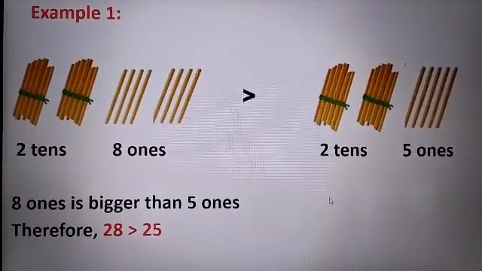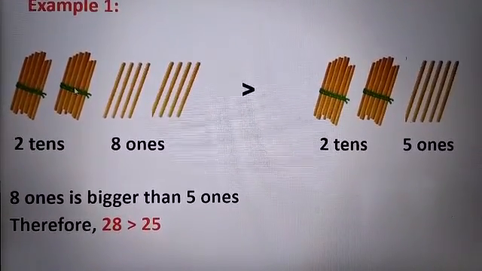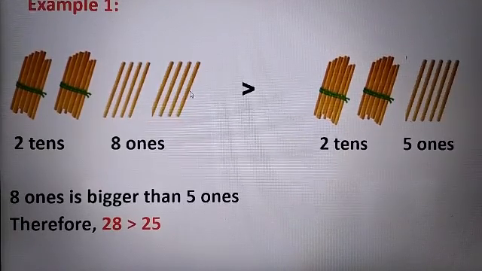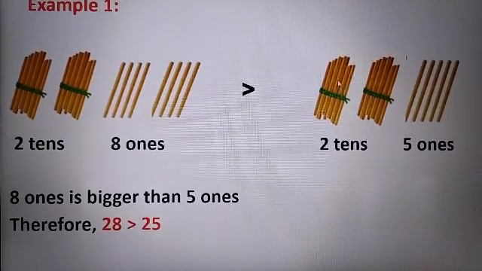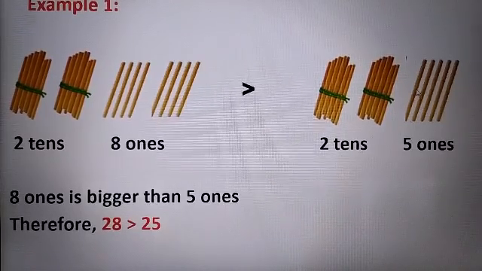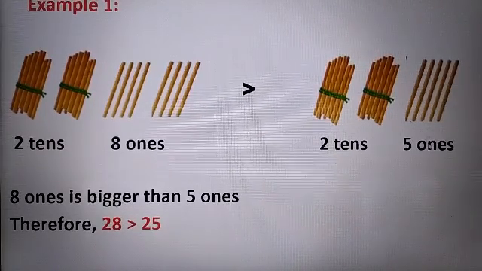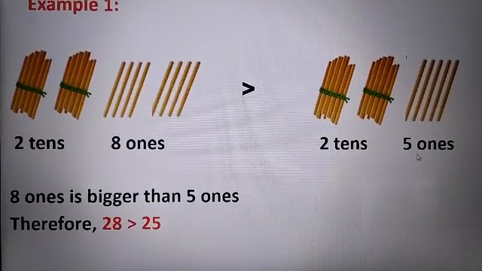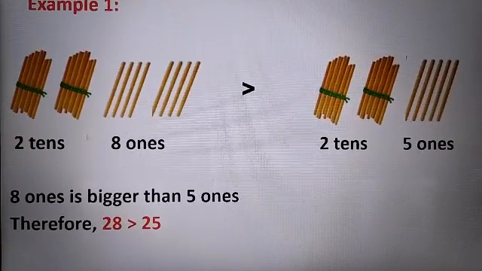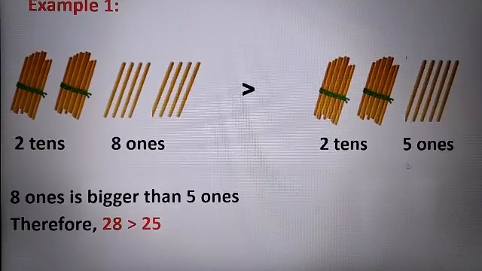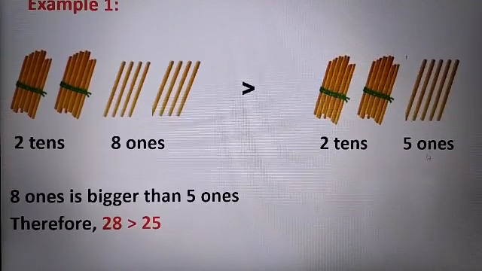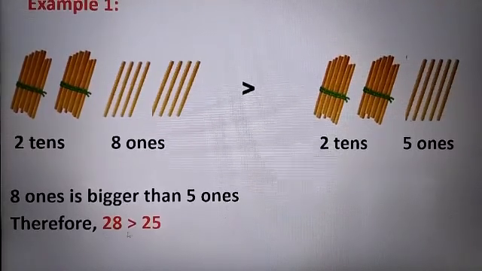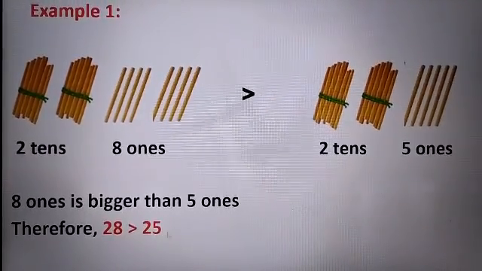Let us see another example. Now here you have 2 tens and 8 ones. And 2 tens and 5 ones. Now see, the digits on the tens place are same. So you have to move to the ones place. So 8 ones is bigger than 5 ones. So 28 is greater than 25.